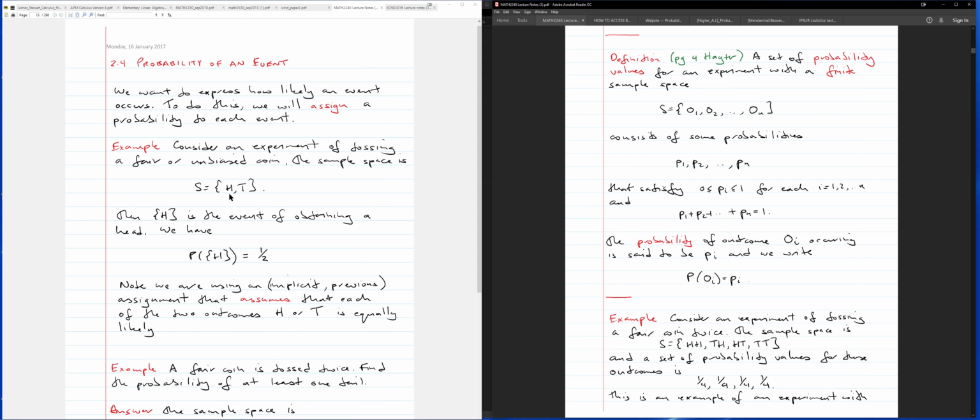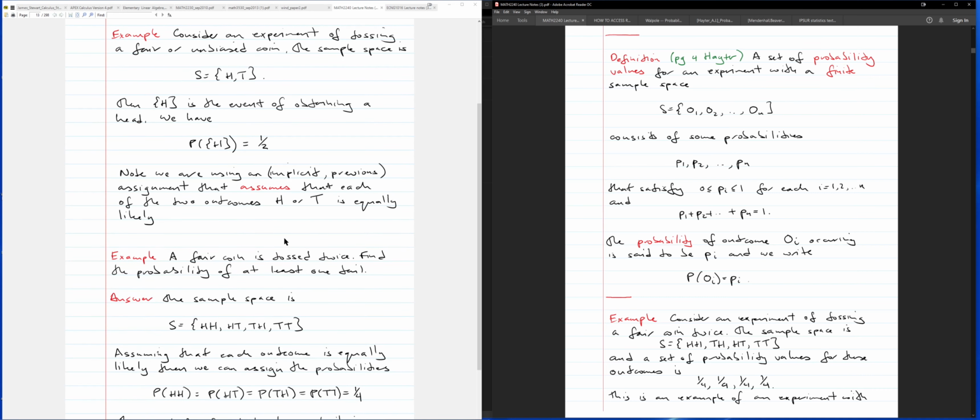The next assumption is that probabilities can never be negative. That's what's stated here. Implicitly, people usually just assume these things, but it's good to know that you're actually assuming it. The event of obtaining a head is the subset H, and the probability of obtaining a head is equal to a half.